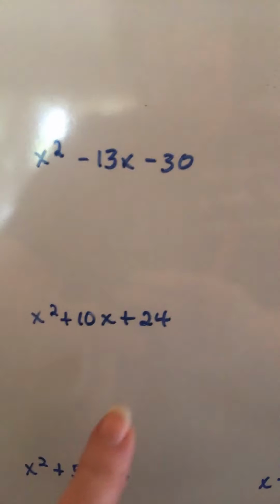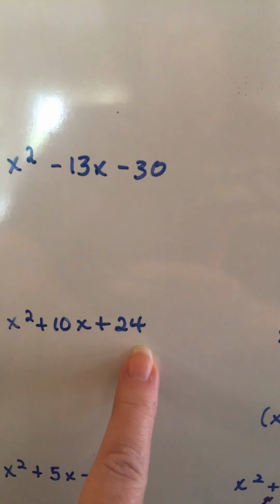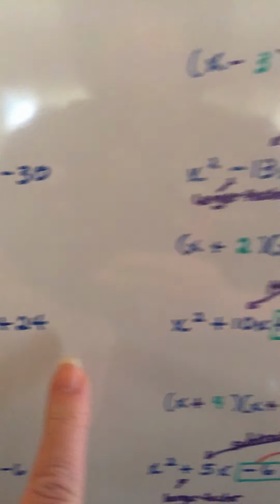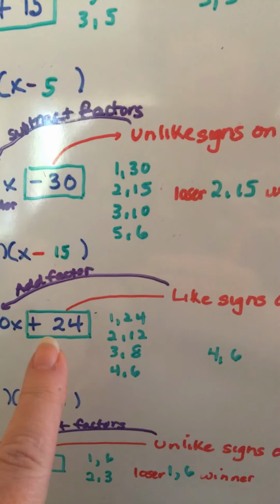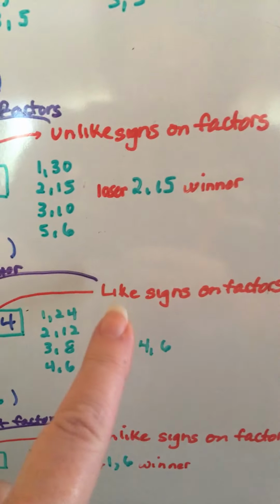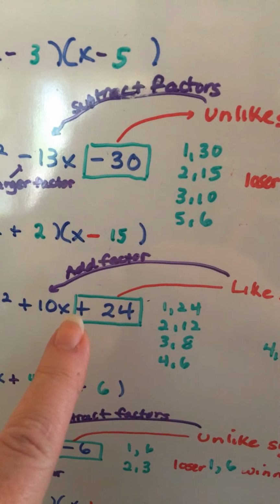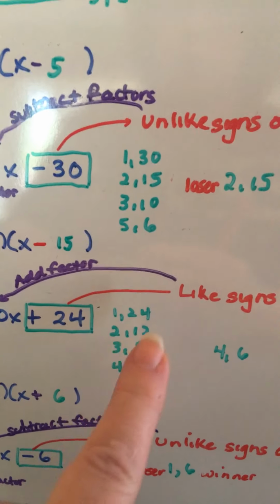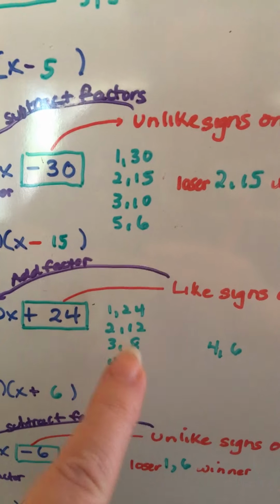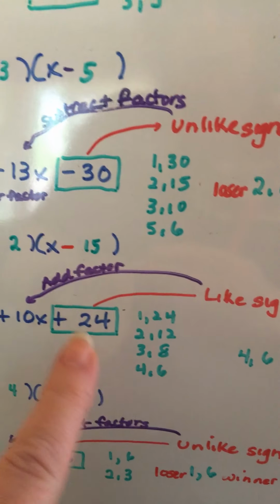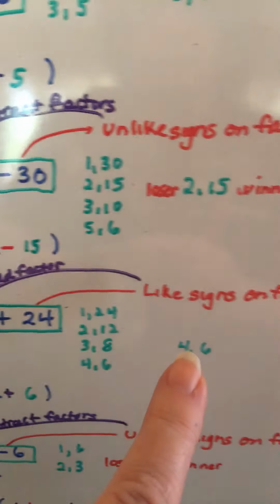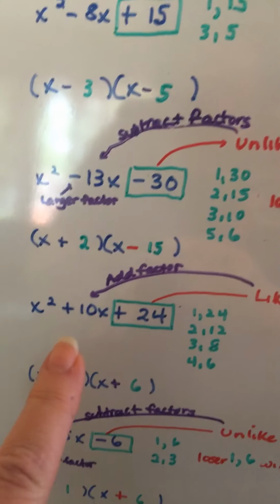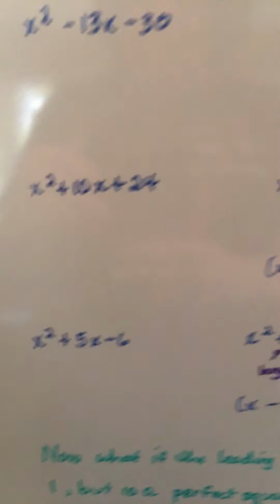Next problem. Product, sum, product, sum, product, sum. So I go ahead, list the factors of 24. I see it's a plus, so that means there's like signs. I have to be careful because if I subtract, 12 and 2 give me 10. When I add 4 and 6, what do like signs tell me I'm doing? Adding. And so I know I need a positive 4 and a positive 6.